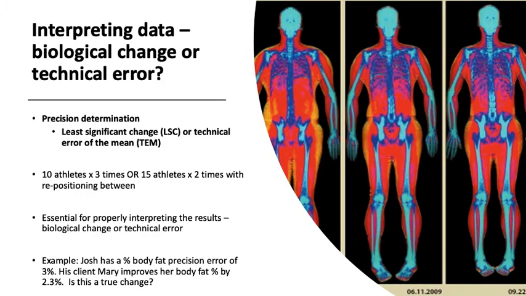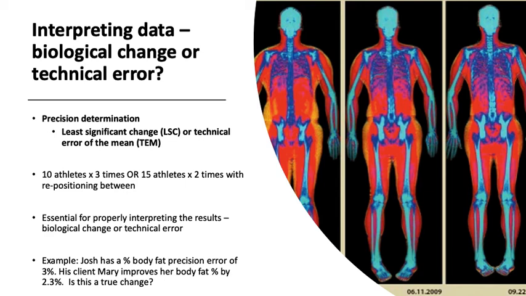So one major concern when it comes down to body composition and/or any testing is the interpretation of the results, the interpretation of the data. Are the results a true biological change, or is it based on technical error? So if I fluctuate in my body composition by 5% body fat from one week to the next, is that an actual biological change, or is that based on just technical error, that there were errors in the way that it was tested? We need to know this. And so it is extremely important that the technician determines their precision error, also known as their least significant change or technical error of the mean.